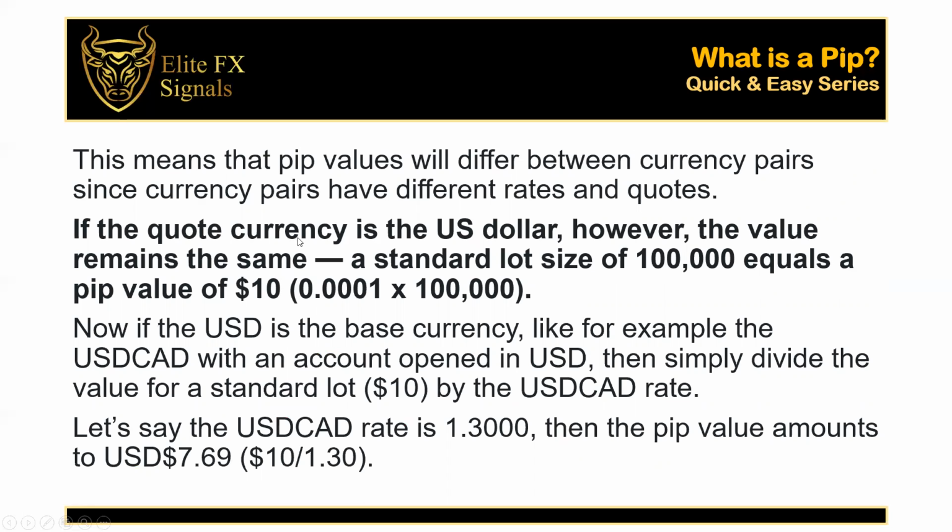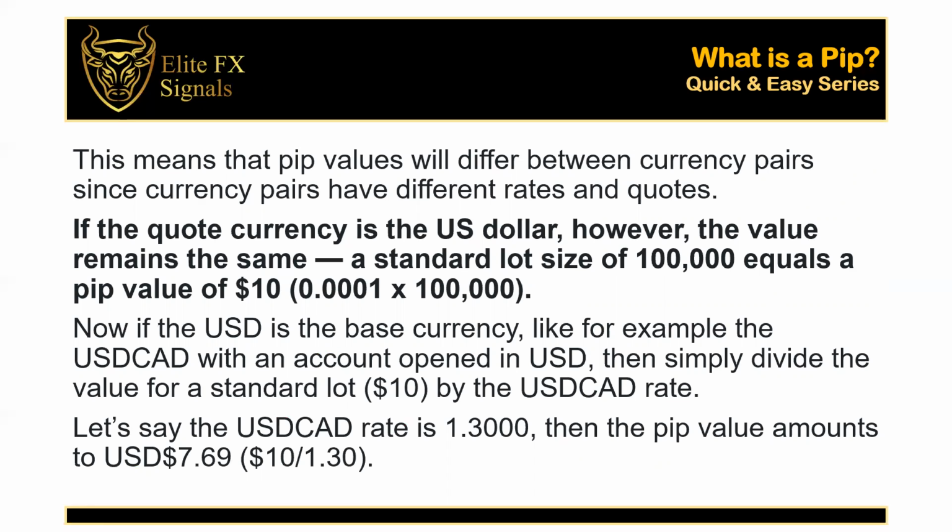Okay, and by quote currency, for those who don't remember or are not aware, it's the currency that is referred to on the right-hand side of the currency pair. So in the euro dollar, the dollar is the quote currency because it's on the right-hand side. The euro is the base currency. So whenever you have the US dollar as the quote currency on the right-hand side, then you know upfront that the pip value is $10 for a standard lot size of 100,000 units.